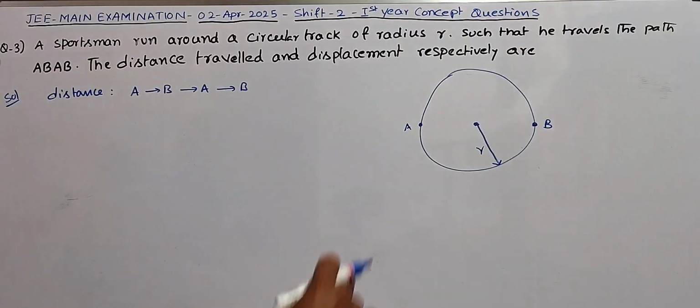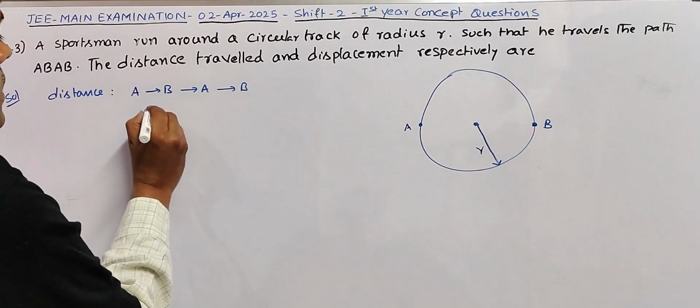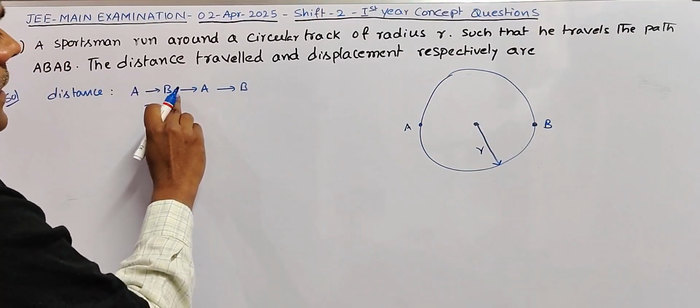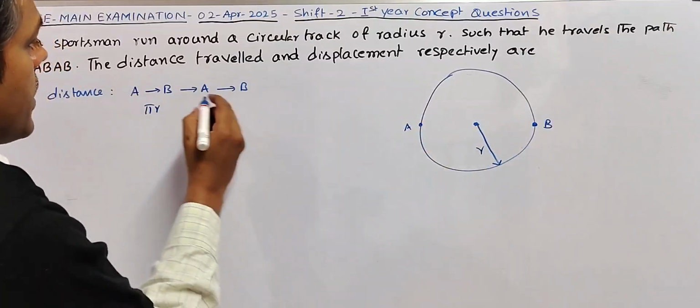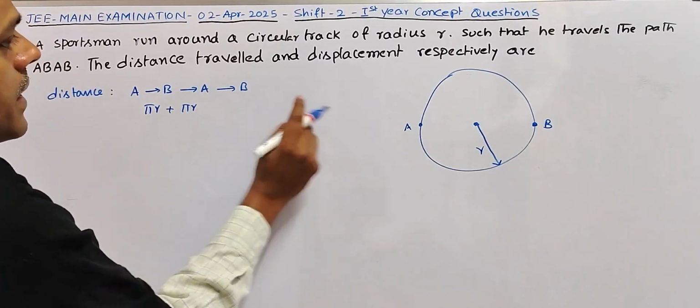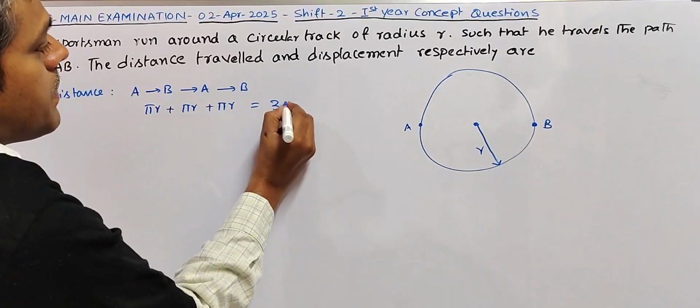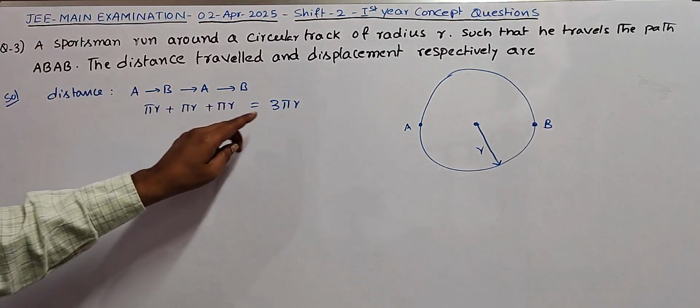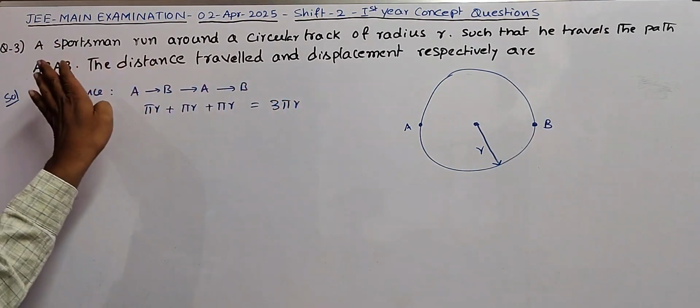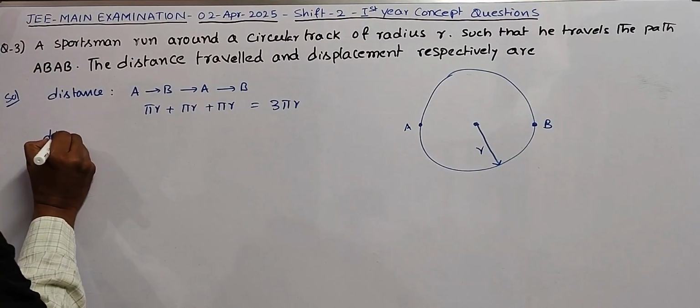A to B, the length of the path is pi r. Next B to A is pi r, then A to B is pi r. So 3 pi r is the distance traveled by the person in the entire journey. Next one is called displacement.